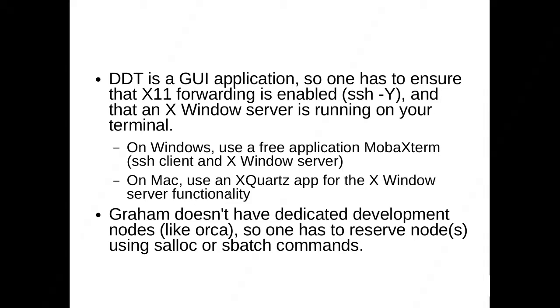On Mac, they no longer provide an X Windows server, so one has to install a free open source application called XQuartz to have that functionality. And then you use just a regular text terminal to do SSH. So as I mentioned, no development nodes in Graham, so you have to use either salloc, that's the default, and for some special situations, sbatch is possible, as I will be showing later today.